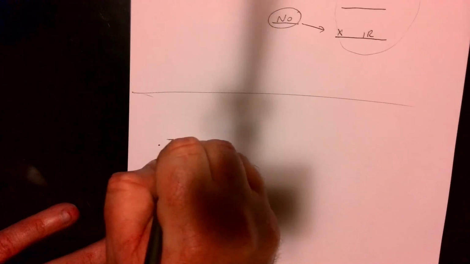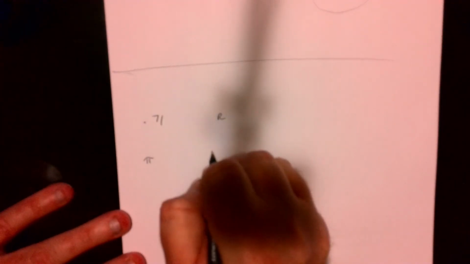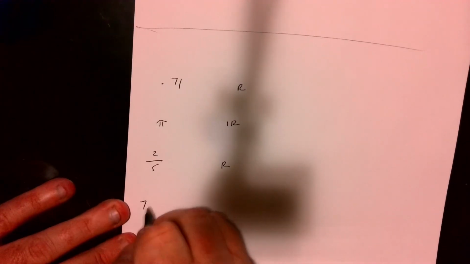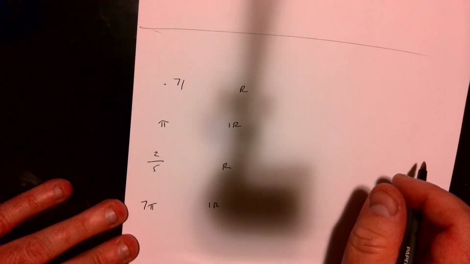That is part of the ALEKS assignment. The other part's exactly what we just did. So they're going to give you numbers like 0.71, and you're going to tell me, yes, that's rational. They'll give you numbers like pi, and you'll say, no, that is irrational. They'll give you like 2/5, and you'll say, yes, that is rational. They'll give you like 7 pi. Well, if it's got pi in it, it's irrational. Okay? So you have to classify the difference between rational and irrational.